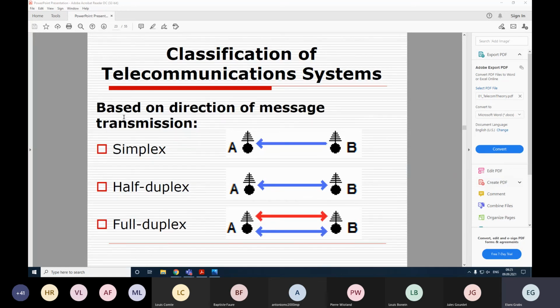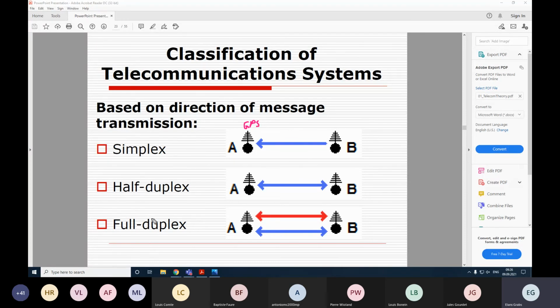Now, based on direction of message, there are three types of systems. There can be simplex systems, such as the usual radio which we are listening to, or television, where communication is happening only in one direction. So we have some station, we have a radio, and with our radio we can only listen to this station. Or the GPS system. Your GPS receiver can only receive signals from the satellite. It cannot send, nor would the satellite be able to receive such a signal. So it is only one directional.